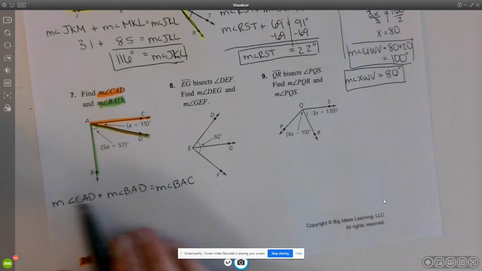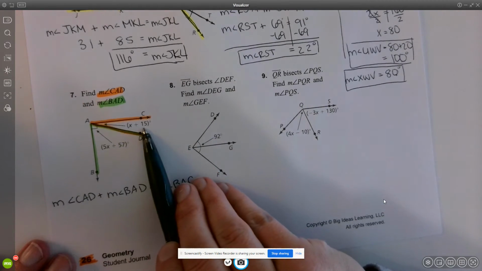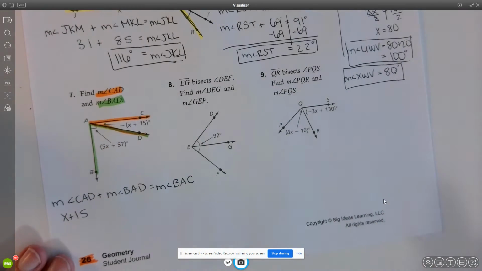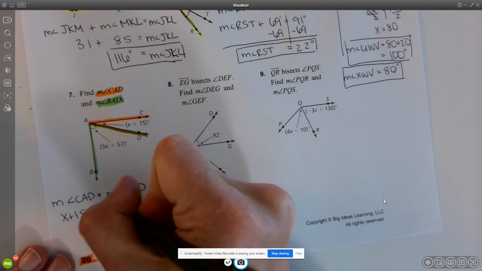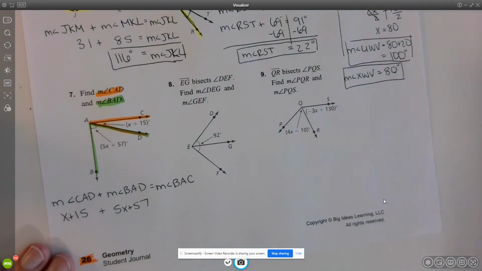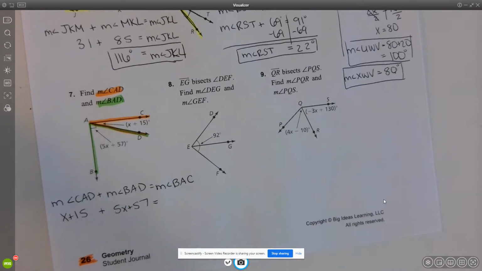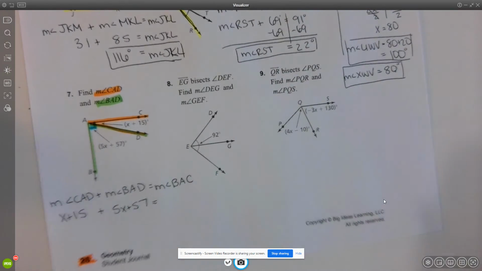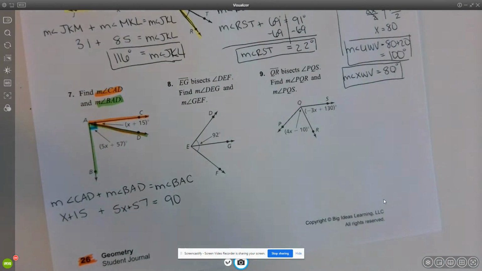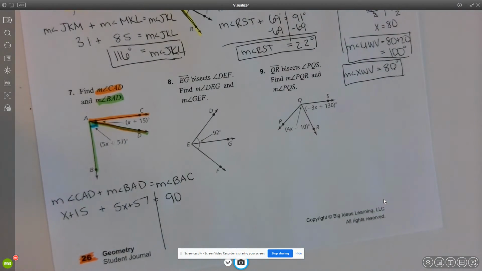Again, you might get to a point where you might not need to write this out. But now I can go ahead and plug in the measures that I know. So I know the measure of angle CAD is x plus 15. I know the measure of angle BAD is 5x plus 57 degrees. And the measure of angle BAC, you'll notice that in this angle BAC, there's a little square here that tells us that the larger angle is a 90-degree angle. It's a right angle. So I know the part plus the part must add up to equal 90 degrees. Here's my equation I'm going to solve.